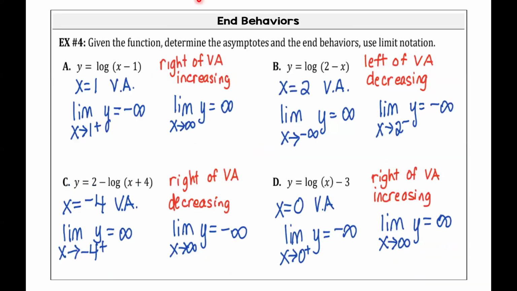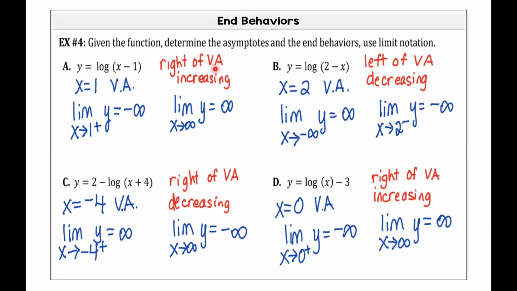So in example 4, it says, given the function, determine the asymptotes and end behaviors, using limit notation. This time, notice we're not looking at the graph. We're strictly looking at the function. When we have x minus 1, we know that x minus 1 has to be greater than 0. Because of that, there's a boundary line, so we know that x equals 1 is our vertical asymptote. And the function wasn't reflected or translated.